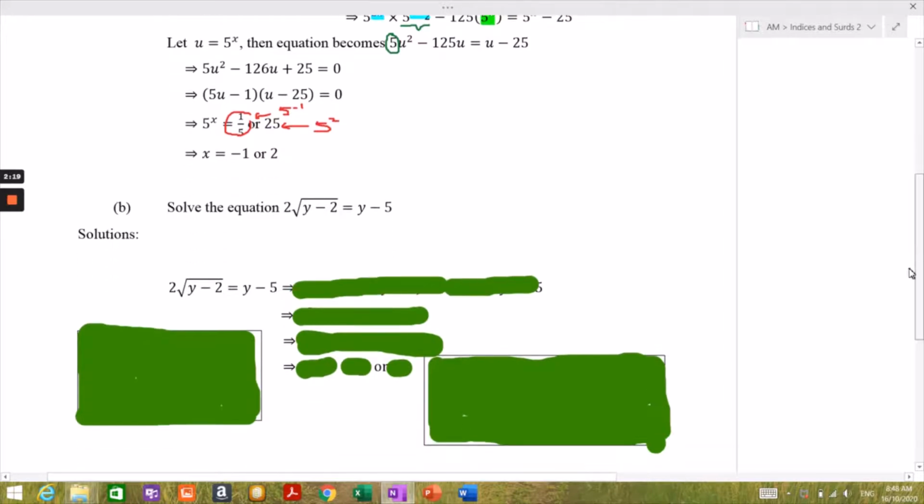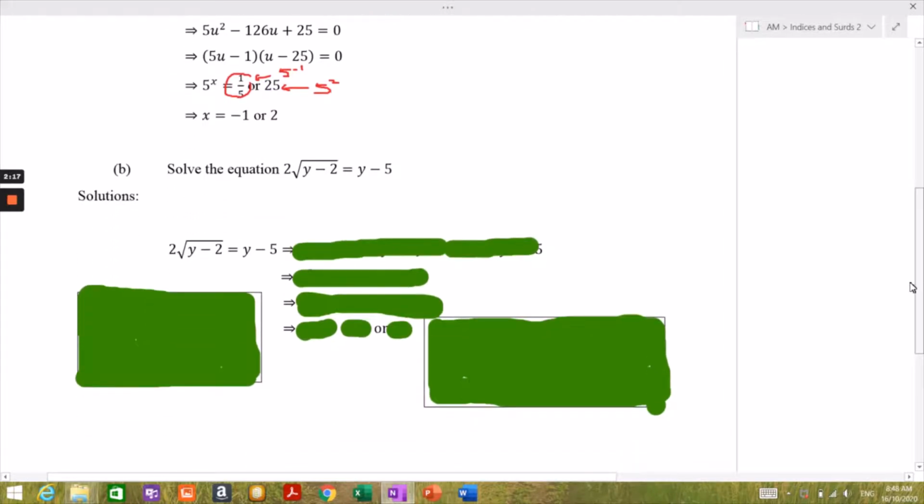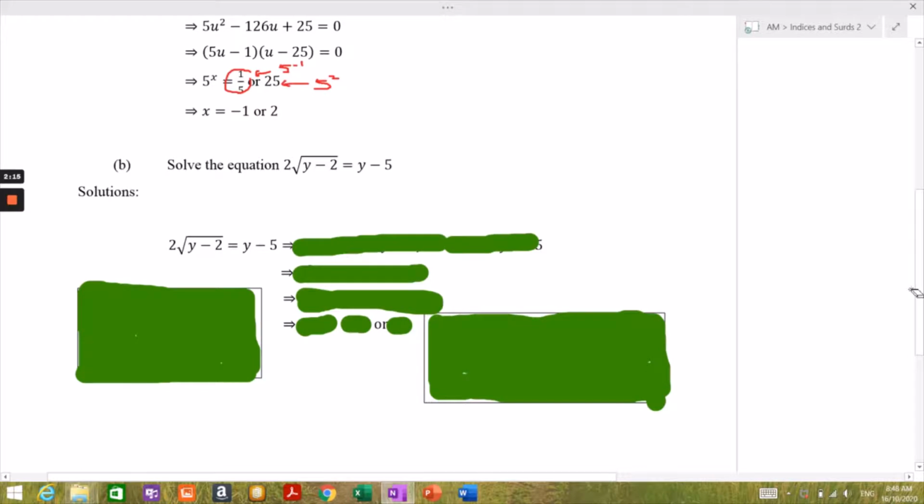Part B over here involves an equation of surds. Here you need to solve the equation 2√(y - 2) = y - 5. One trick over here is of course to square both sides of the equation so that you can get rid of the surd. If you square things up, this is what you get.